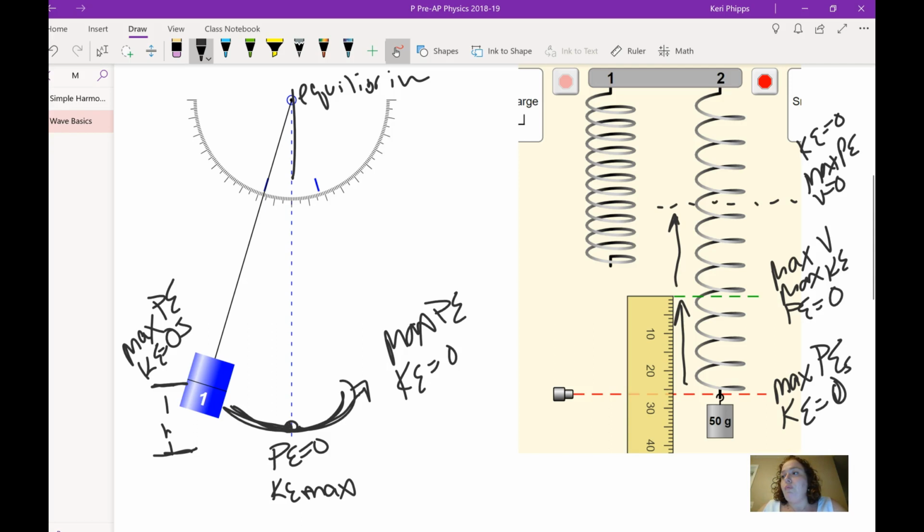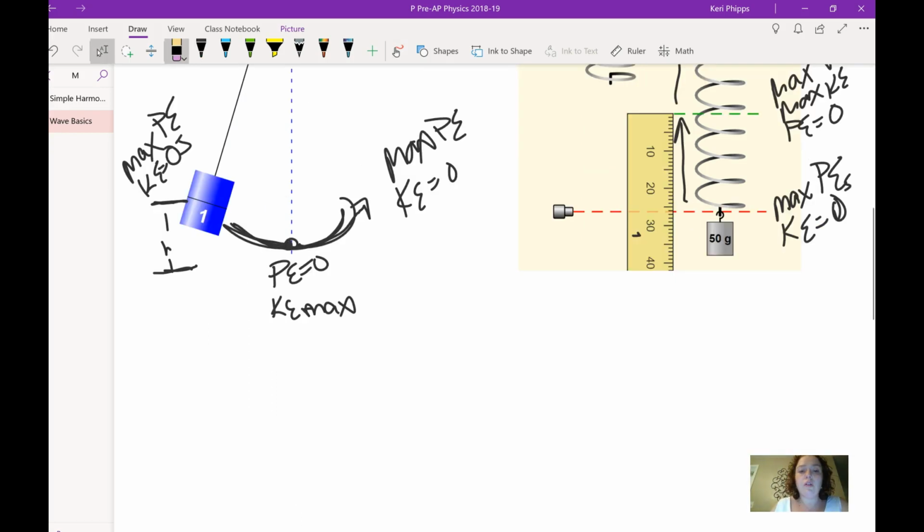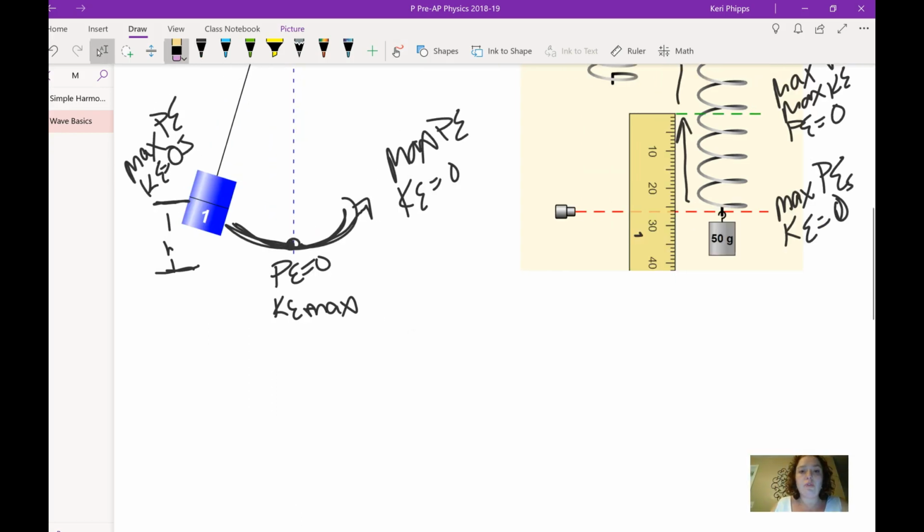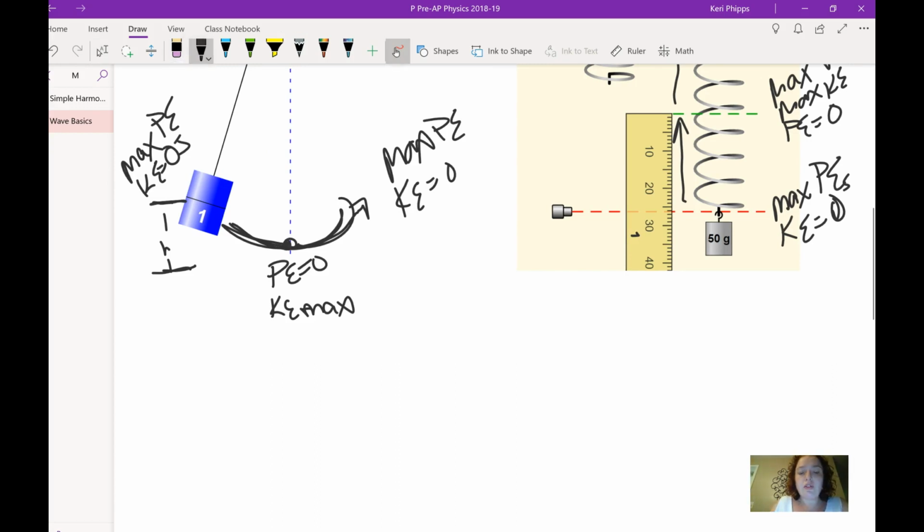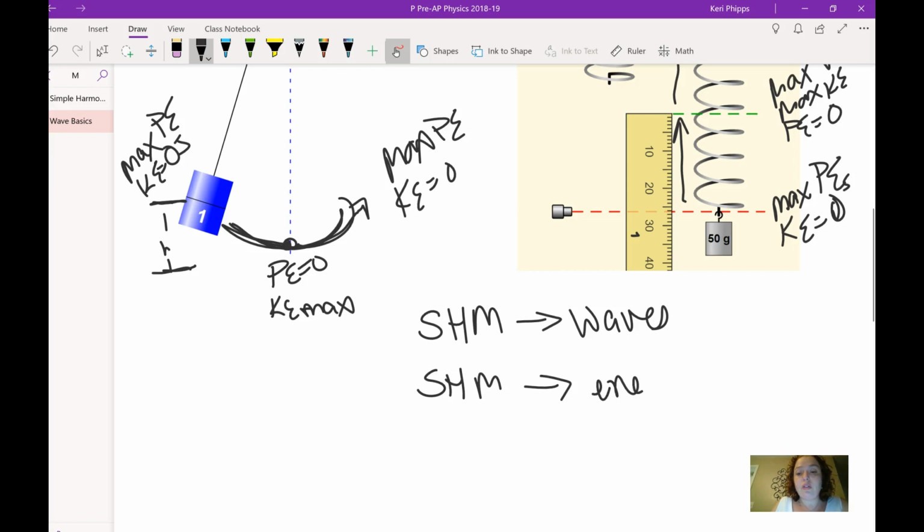So all this is to show us that simple harmonic motion relates to waves. That's what we saw. You stretch a simple harmonic motion out over time, you get a wave. And simple harmonic motion also relates to energy. So that is where we can say that waves, therefore, must also relate to energy.